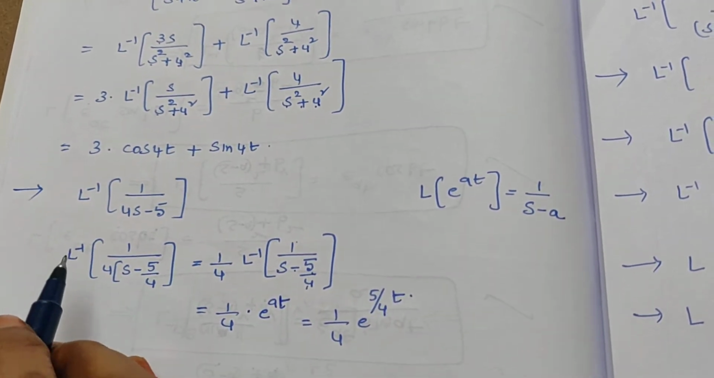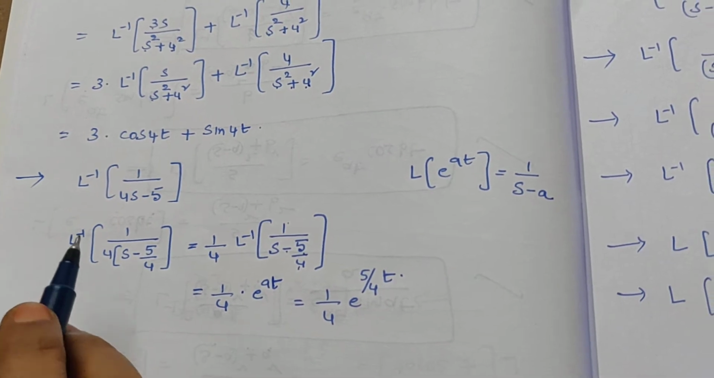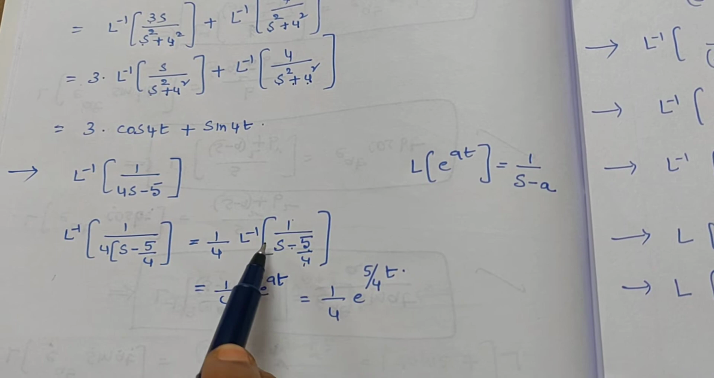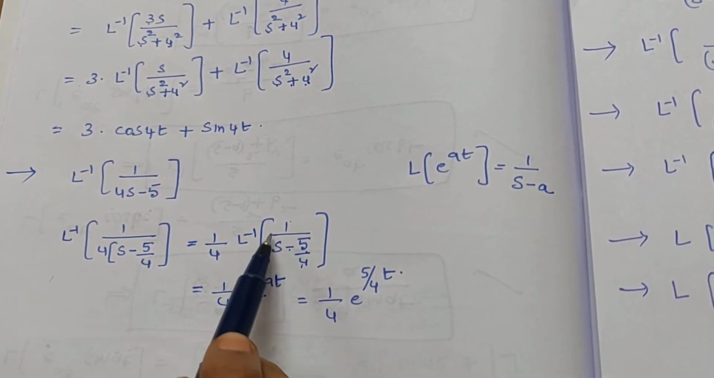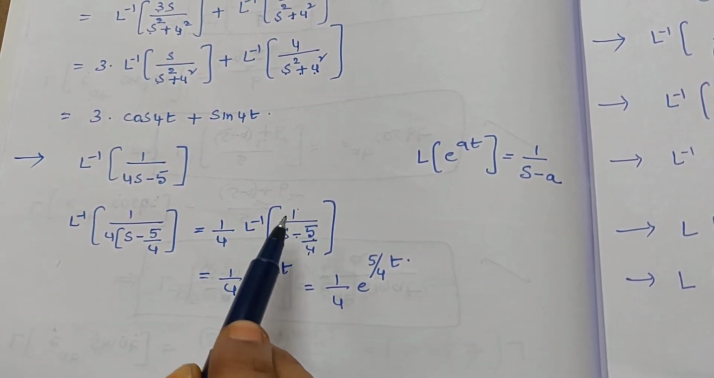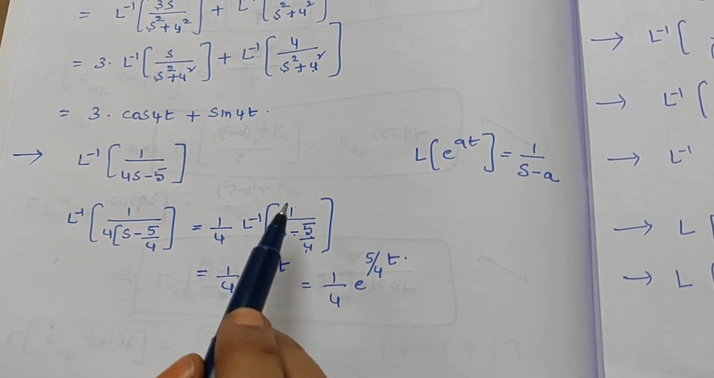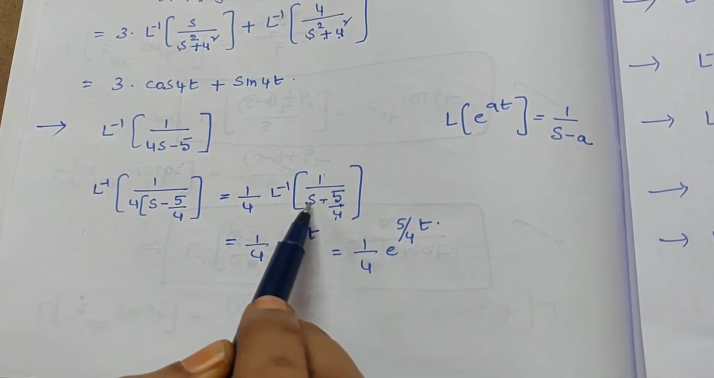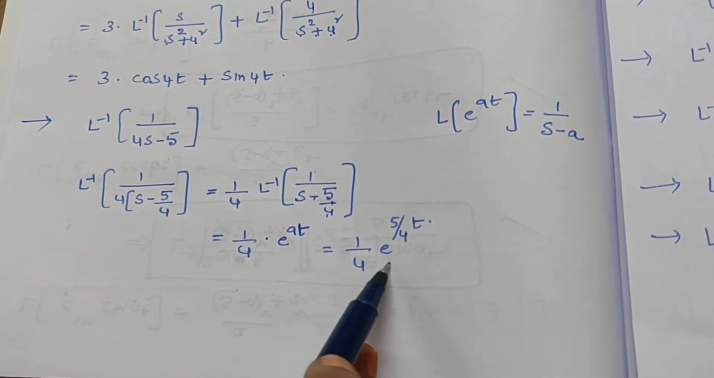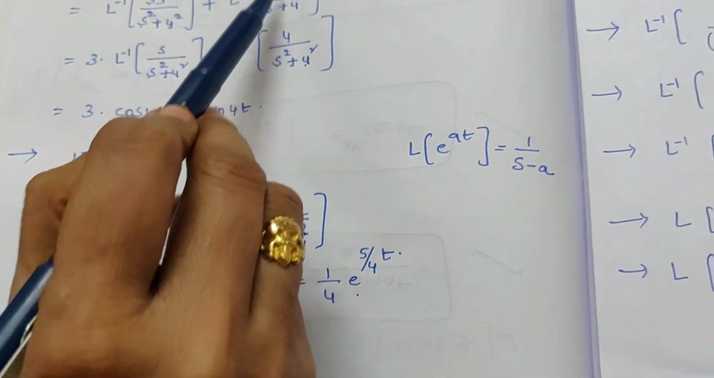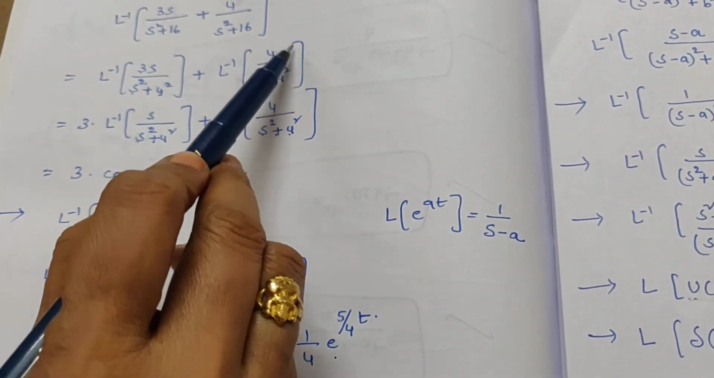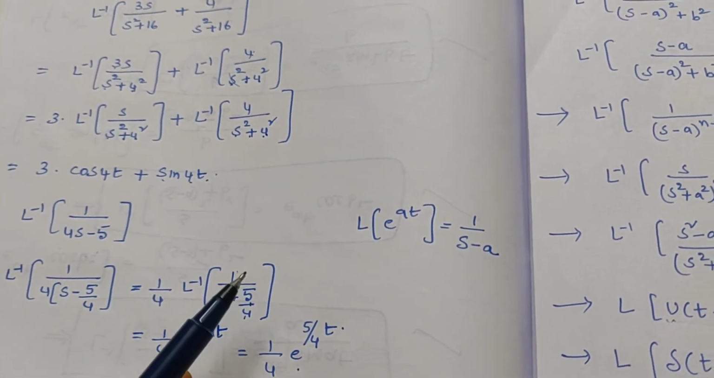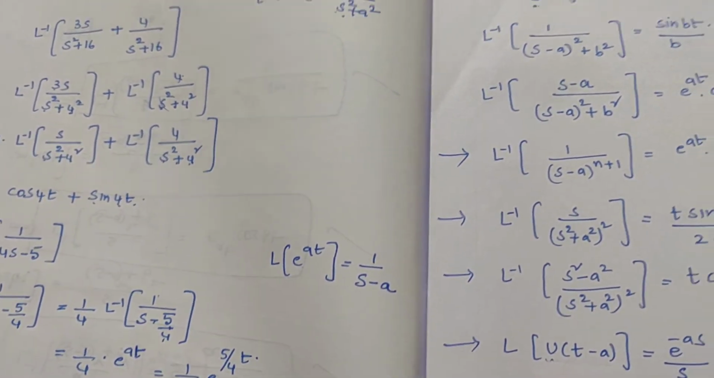So always while doing problems from inverse Laplace transforms, under L inverse, what is the function present and which function is it the Laplace transform of? We need to understand like that. So here 1 by s minus a is the Laplace transform of e power at. Here a by s square plus a square is the Laplace transform of sin at. Like that we have to think so that we will get the problems easily.